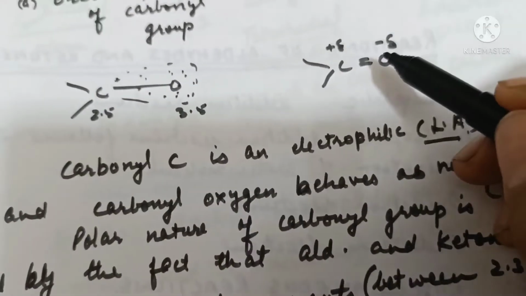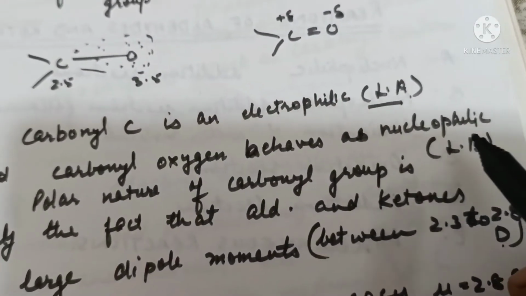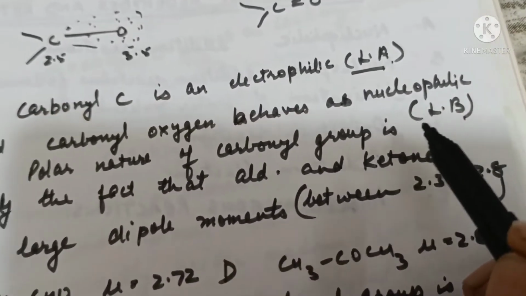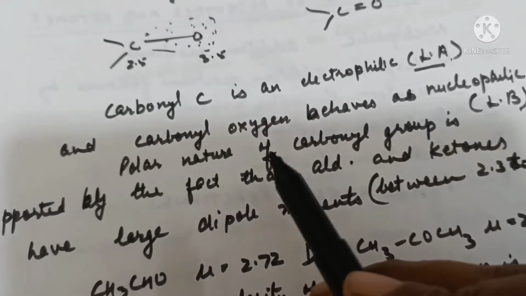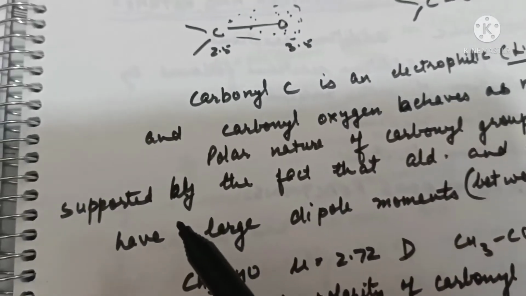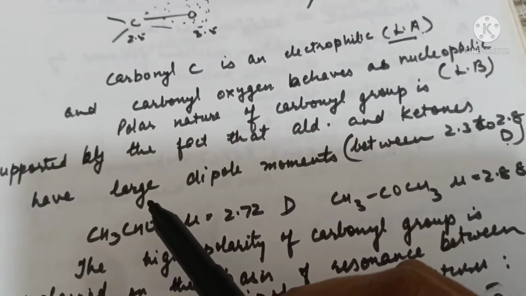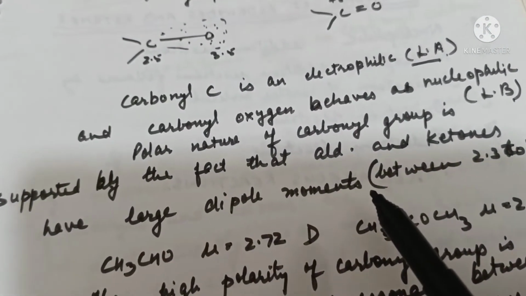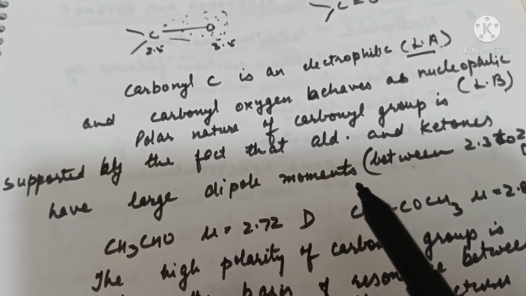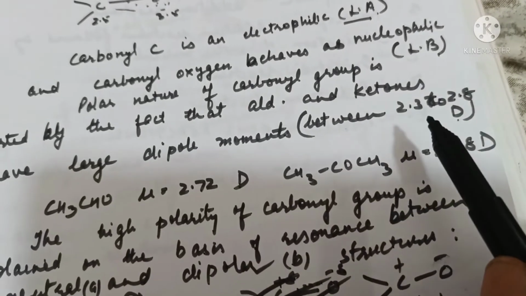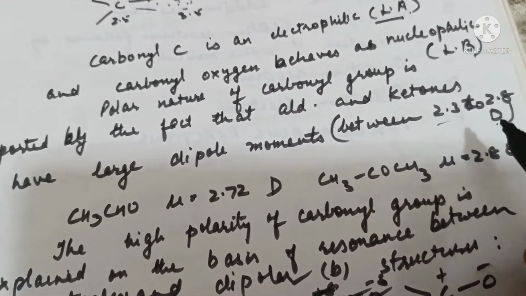And the carbonyl oxygen, because it's partially negatively charged, behaves like a nucleophilic atom, behaves like a Lewis base. The polar nature of the carbonyl group is supported by the fact that aldehydes and ketones have large dipole moments, which also indicates that they are polar in nature. The dipole moment varies between 2.3 to 2.8 debye.